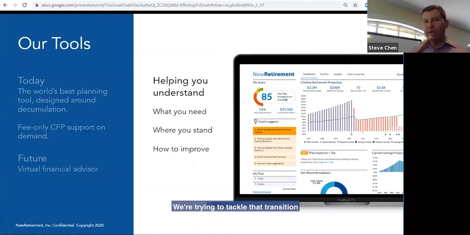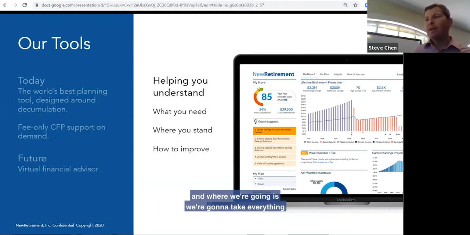We're trying to tackle that transition into retirement and decumulation, which starts getting complicated because you have to start thinking about how you draw your assets down, how do you stay tax efficient, when do you claim Social Security, how's healthcare going to work, should I use home equity, should I annuitize, problems like that. Should I do a Roth conversion, which is what we're going to dive into today.